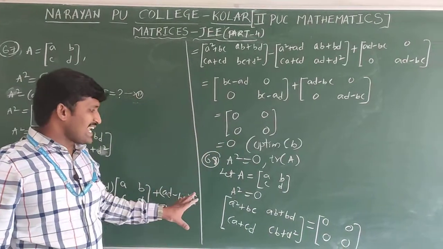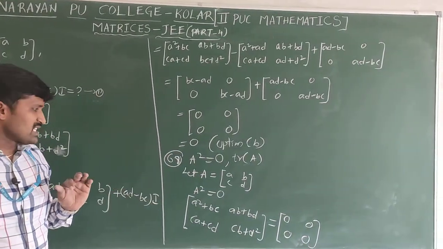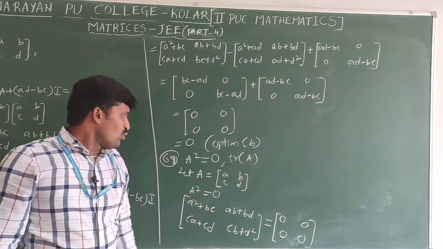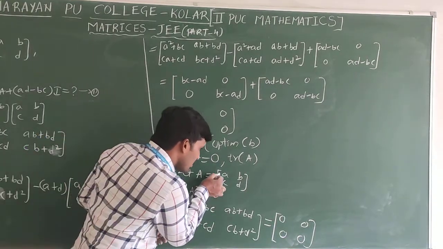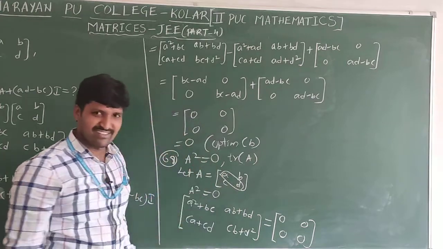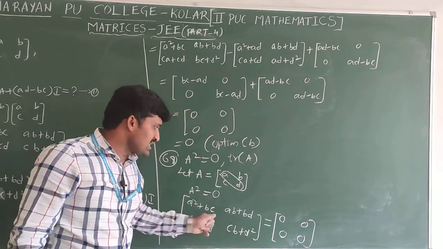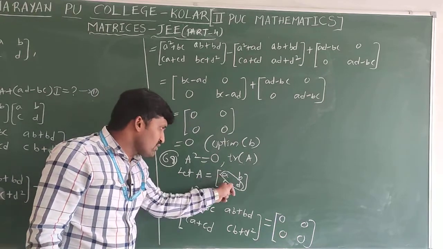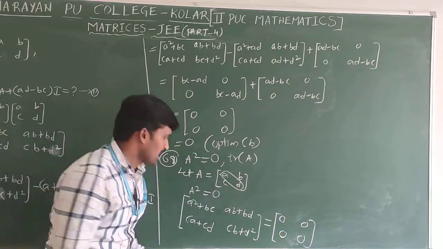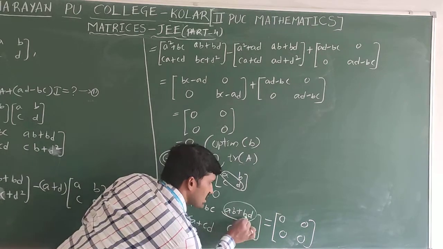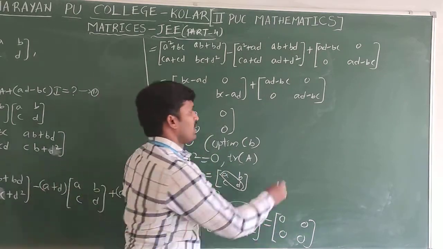Now they are asking the trace of a matrix. The trace of a matrix means, if you compare these notations, what is A plus D? Trace of A means this one. This is the A square. Why am I using this? From this, what is the trace of A? You will get A plus D. Now here every element is 0, that means this element is also equal to 0.